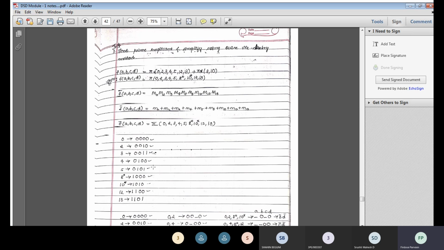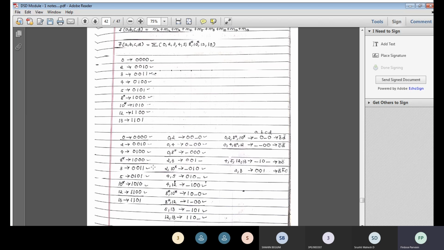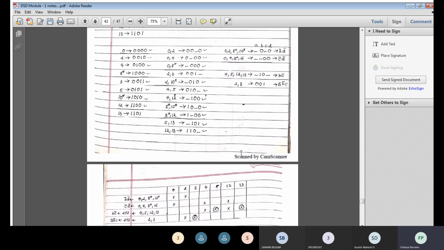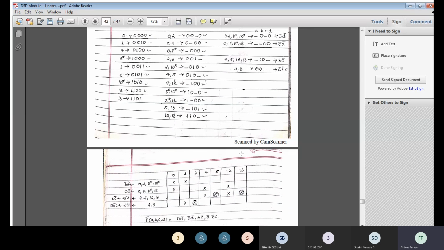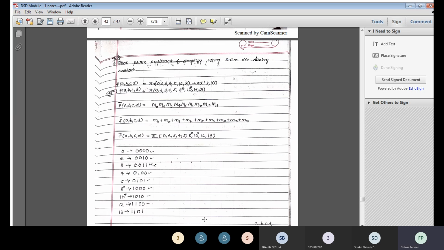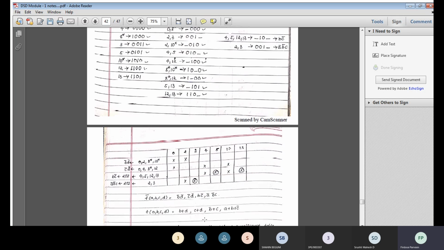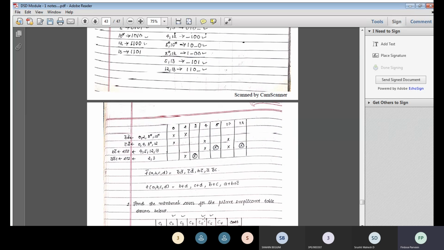So same thing as we have done in the previous problem, the same way you will follow. This step also you know, and this step also you know. Now when you are writing in the prime implicant table, what is the question? Find prime implicants. They have told to write down the prime implicants. So you have written here.